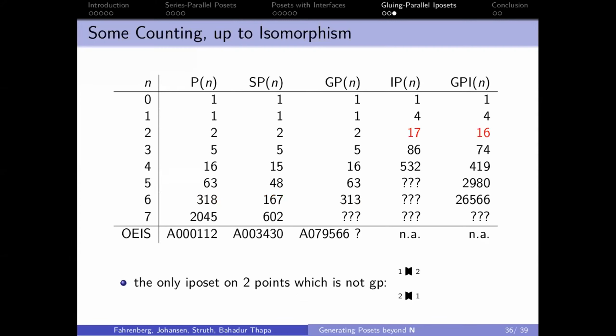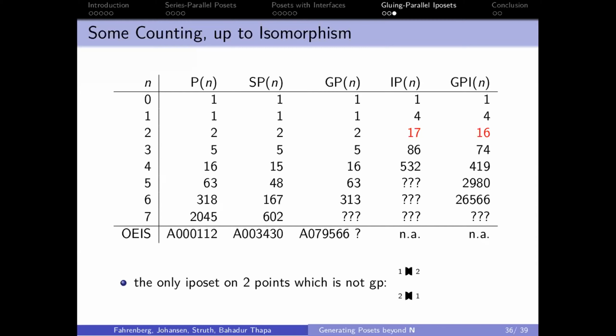Another thing, there is an interesting detail in the top right corner of this table. There are 17 iposets on 2 points, but there are only 16 of them which are gluing parallel. Which one is not? It's the symmetry on 2 points. This is the one you see here, the iposet on 2 points which has the interfaces swapped. It's obvious that this cannot be gluing parallel because it can only be obtained using a parallel composition.